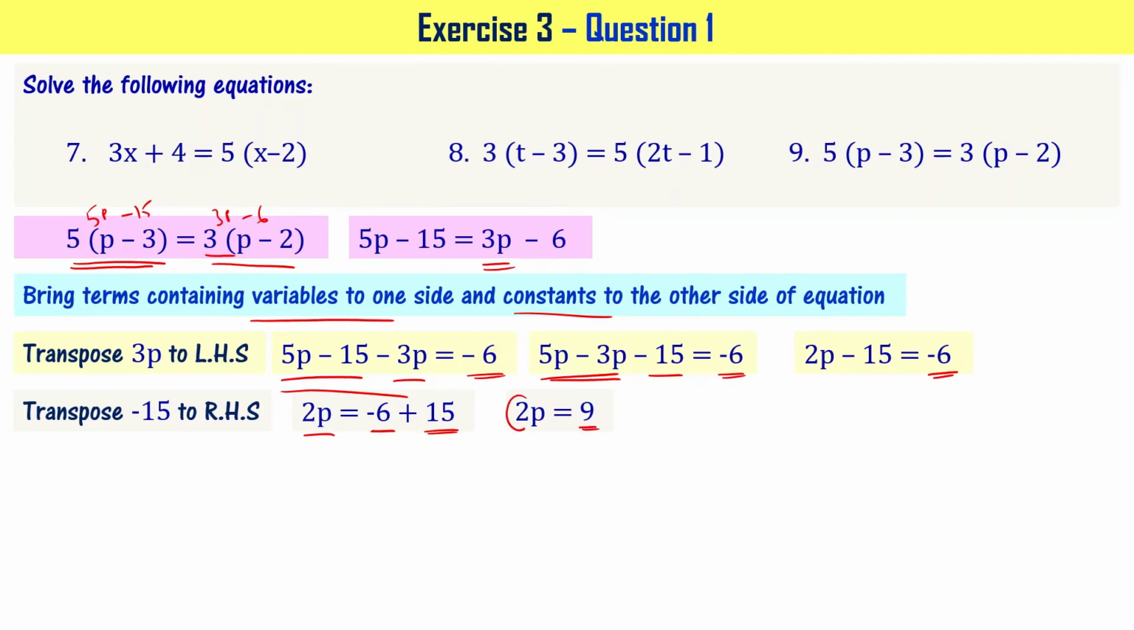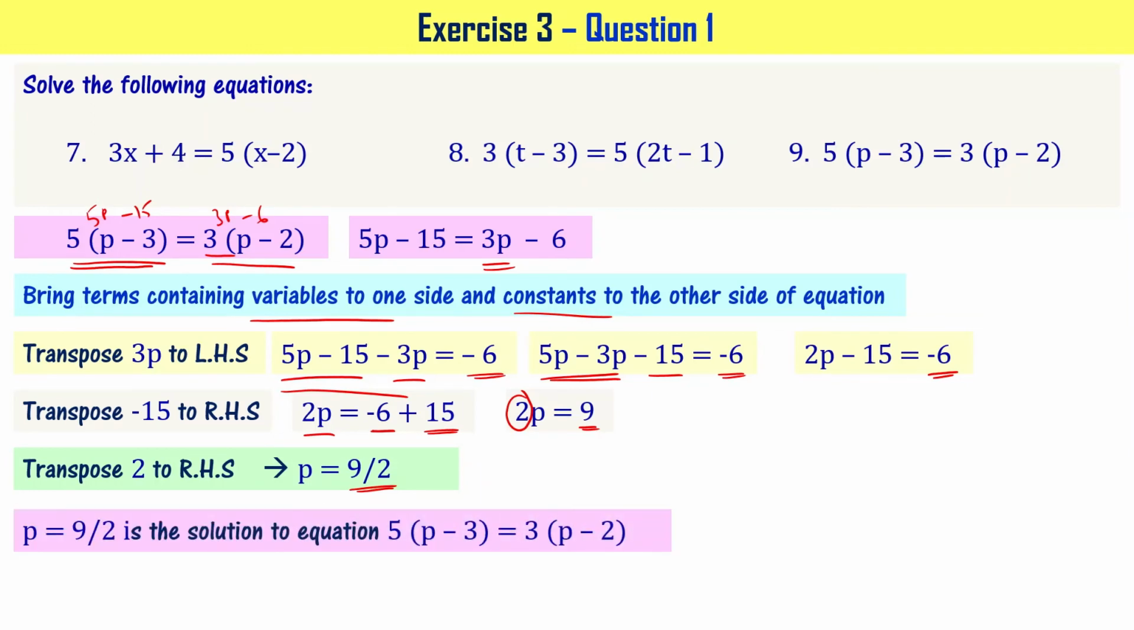Now let me transpose this 2. When I do that, it is going to divide the number 9. So p equal to 9 by 2. So to answer the question, p equal to 9 by 2 is the solution to the given equation, right?